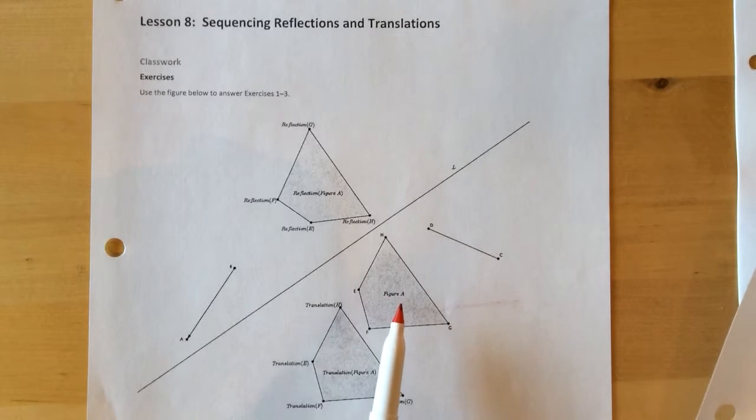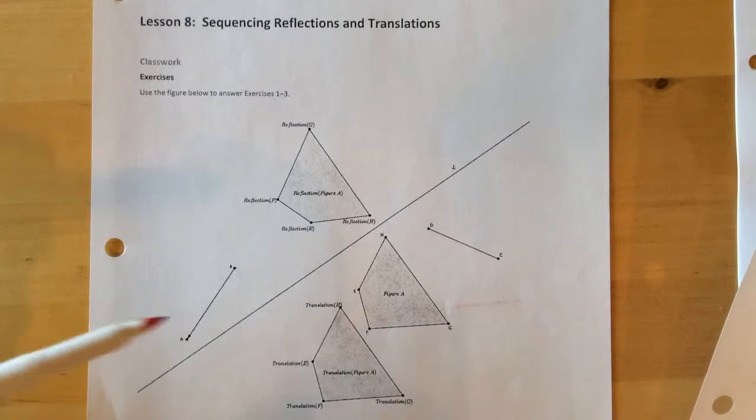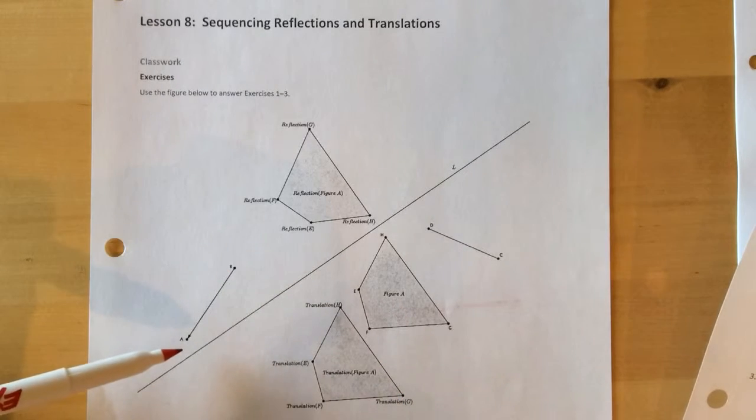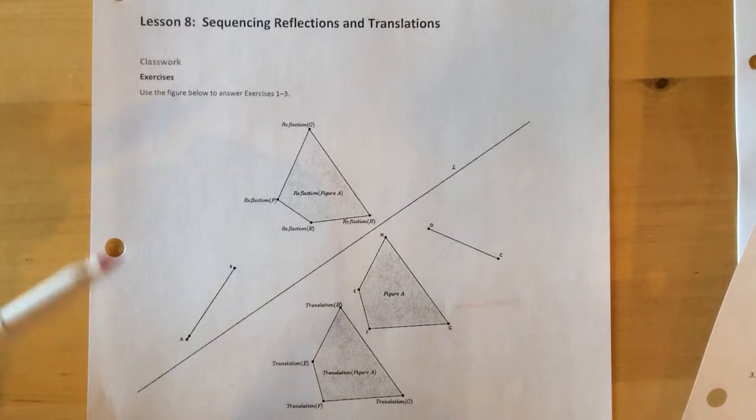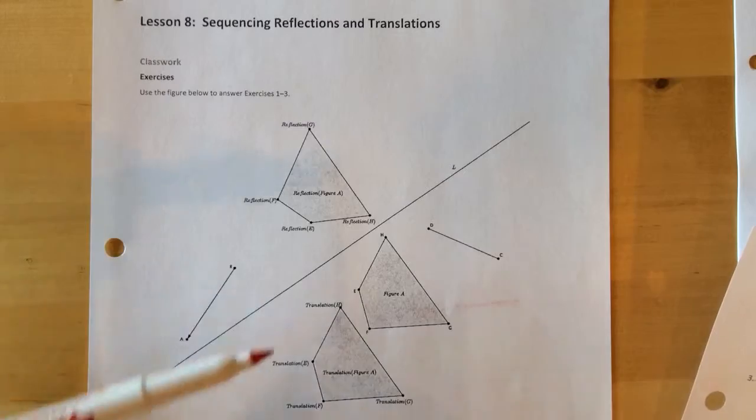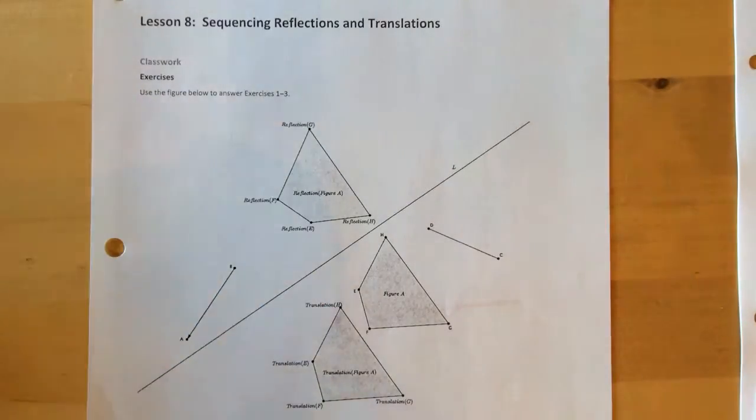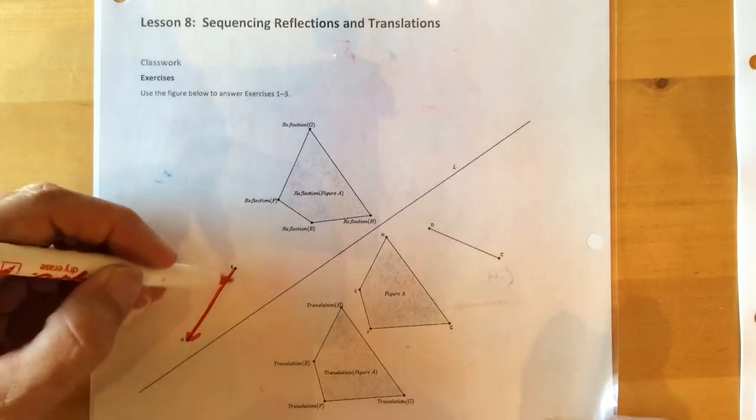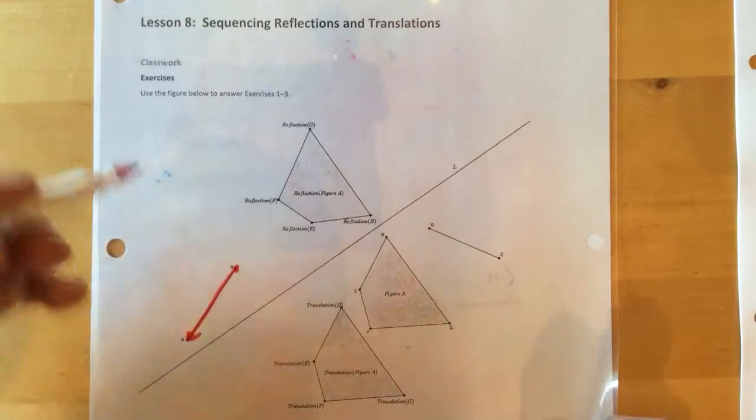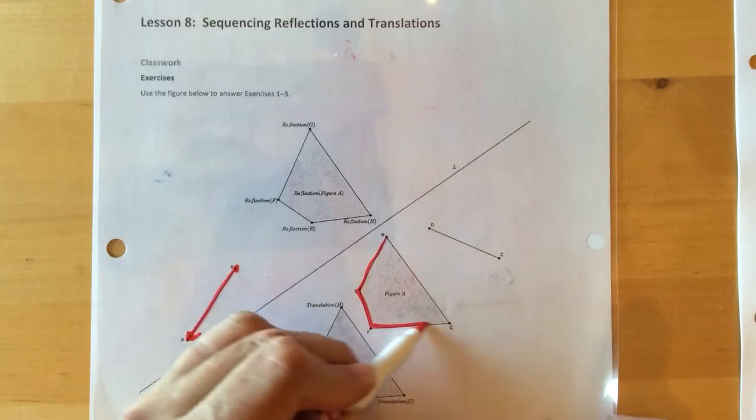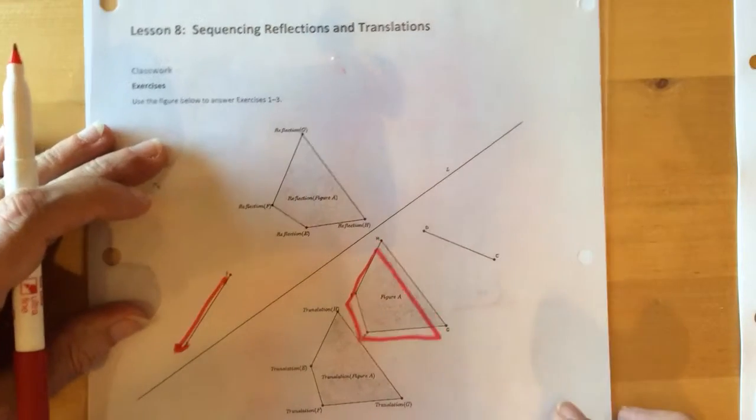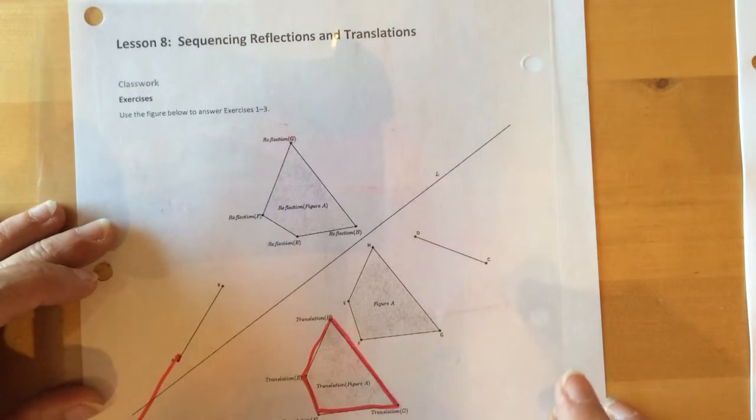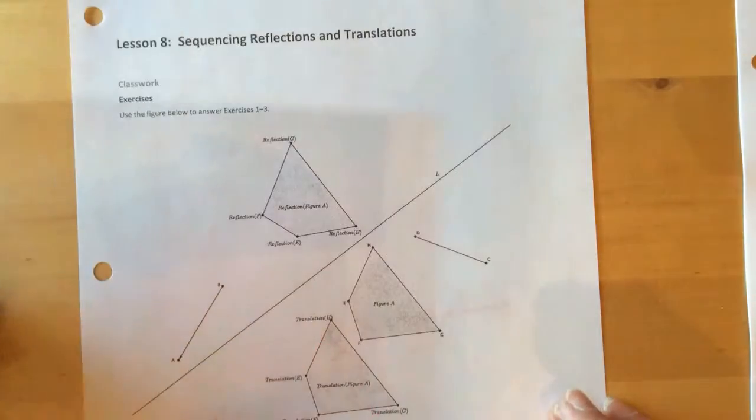Okay, so I'm going to read number 1, and it says figure A, which is this one right here, was translated along vector BA, which is right here, resulting in translation of figure A right here. So if you want to use your overhead to try that, then it would look like this. So I could trace out my vector, and A, trace my figure, translate along the vector, and show that that's the image right there.